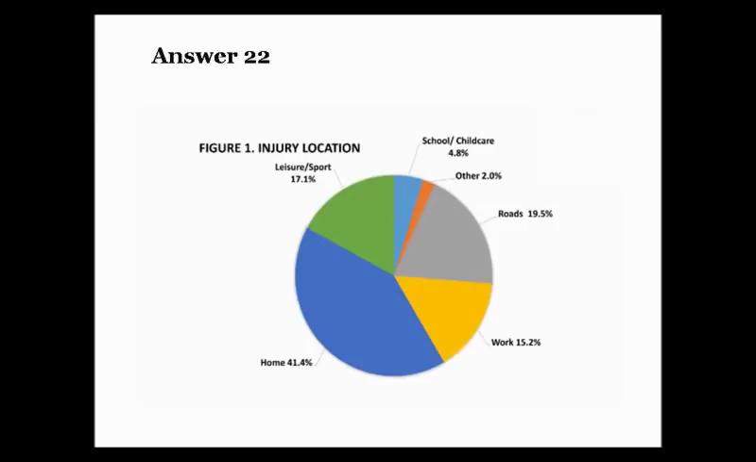The pie chart gives information about the injury location. To begin with, we can see that there are categories in comparison, which are school and childcare, other, roads, work, home, and leisure or sport.